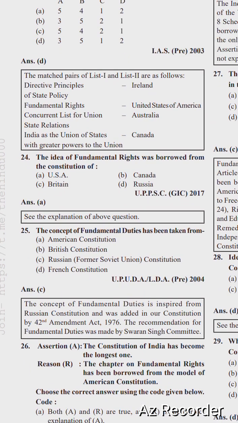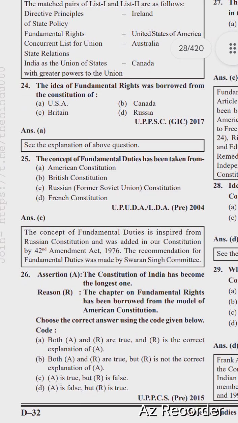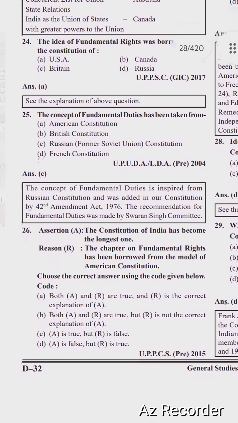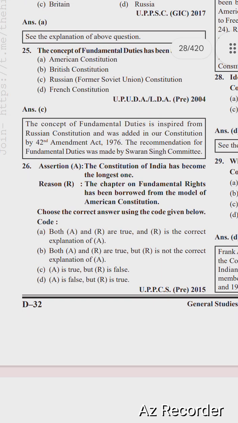So the next question is, the idea of fundamental rights was borrowed from the constitution of which country? Options are USA, Canada, Britain, and Russia. The right option is option A, USA. Next question is, the concept of fundamental duties has been taken from which constitution? Options are American, British, Russian, and French. The right option is option C, Russian Constitution. The concept of fundamental duties has been taken from the Russian Constitution.